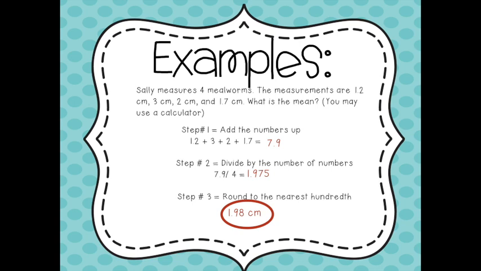Go back to the word problem. She was measuring in centimeters, so make sure you use cm for centimeters. Okay? So rounding to the nearest hundredth would make that 5 shoot up the 7 to an 8. So it becomes 1.98. Remember, 5 and above, you go up a number. 4 and below, you stay at that number. All right, let's try another example.